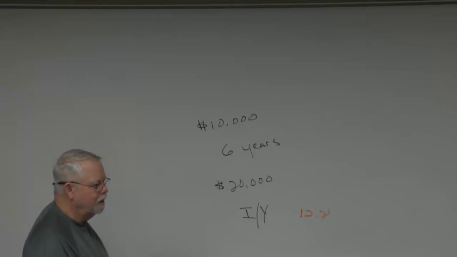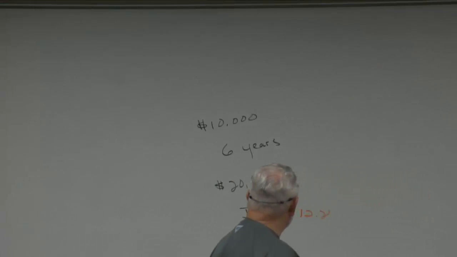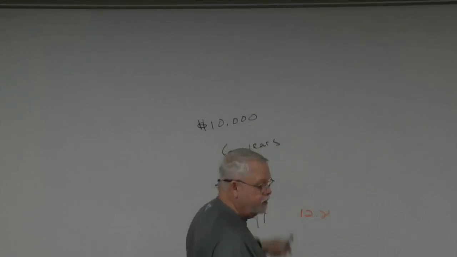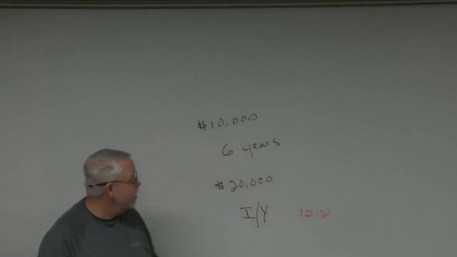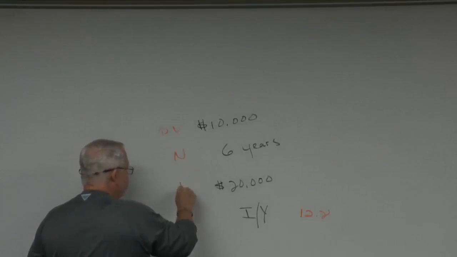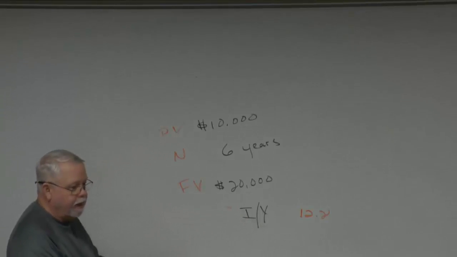I got 10.9. So the future value is 20, and 10 is the present value. That's right, good. Let me note that. Present value and future value, calculated. I have my numbers and stuff.